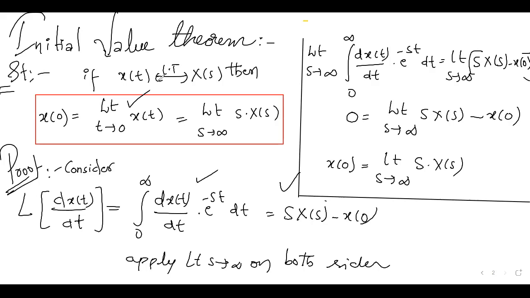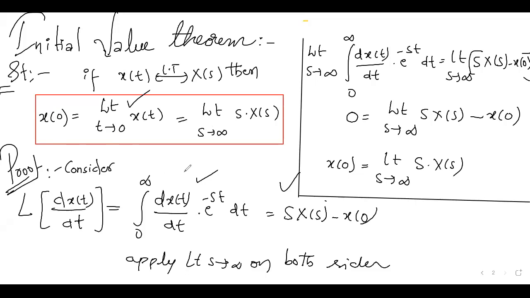Clear on the initial value theorem? The X of s function will be given to us. We have to find x of 0. How to get it? Simply by applying the limit s tends to infinity in the X of s function. If any cancellation is there, arrange the terms over this side, and you can easily find the x of 0 value, the initial value of the function. That is the procedure here. So mainly the initial value theorem enables us to find the initial value of a function, that is x of 0.